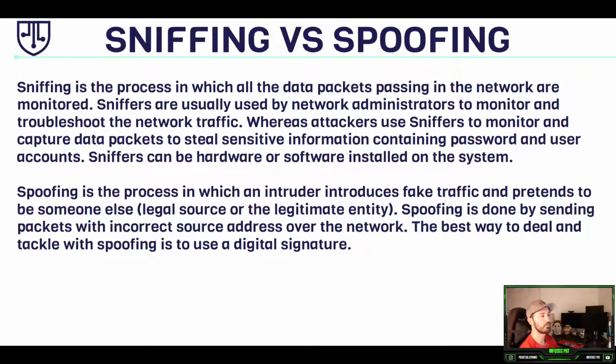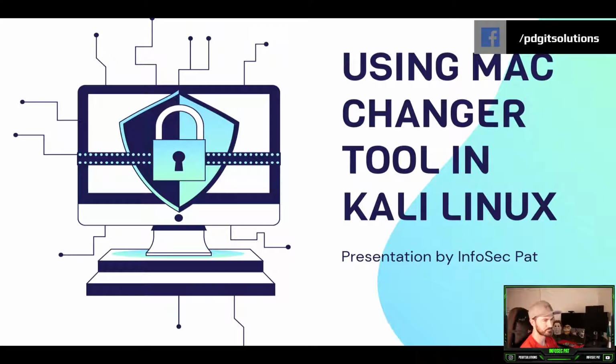Okay, so spoofing. Spoofing is the process in which an intruder introduces fake traffic and pretends to be someone that they're not. So pretty much they're no bueno. Spoofing is also done by sending packets with an incorrect source address over the network. The best way to deal with and tackle spoofing is to use a digital signature. All right, so make sure you're secure.